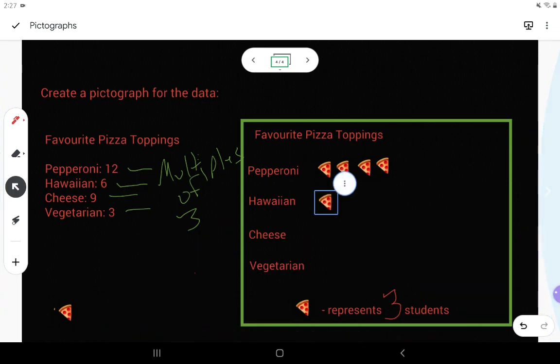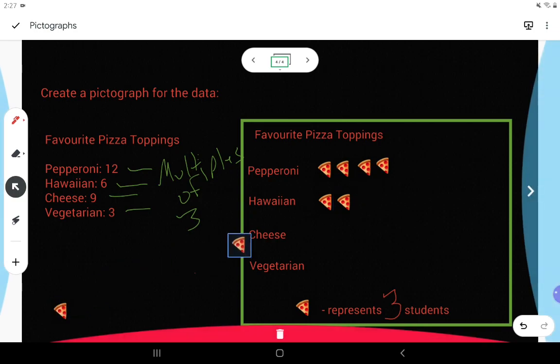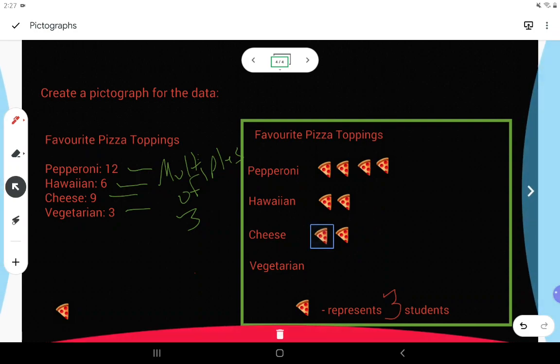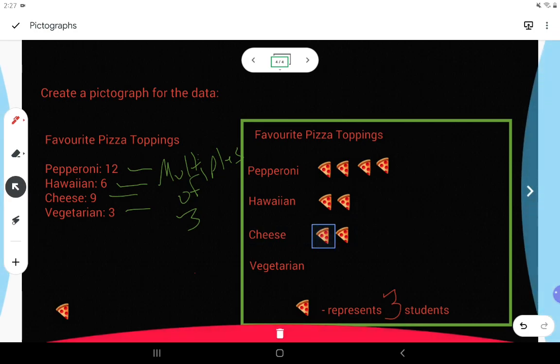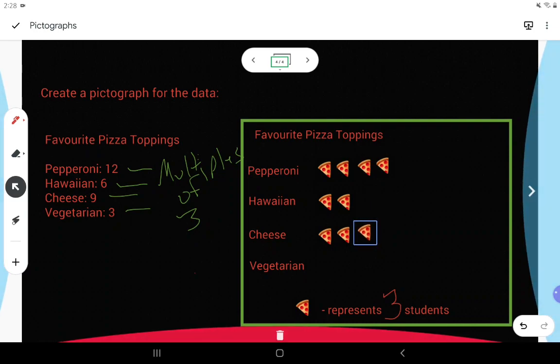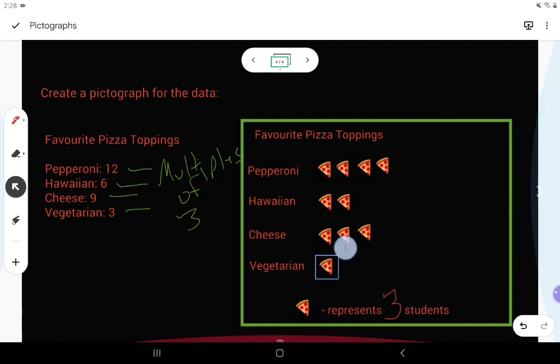So for Hawaiian, there is 6 students. So I need to have 2 slices of pizza. And notice when I'm dragging them in, I'm doing my best to line everything up so that everything is equal. Okay, I want it all starting at the same spot. And we'll talk more about this as we go through our topic, but I want everything to try and be lined up and equal. I'm doing the best that I can on the tablet. So there were 9 students who like cheese, so I need 3 groups of 3. And I've run out of pizza slices, so I'll have to duplicate. And those vegetarians there, 1 slice of pizza.